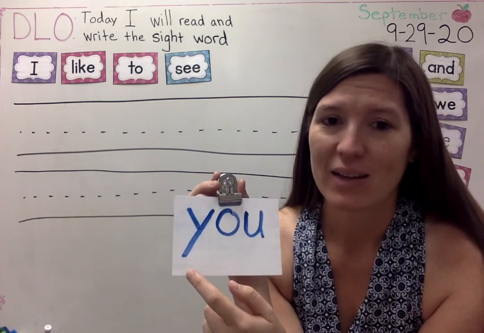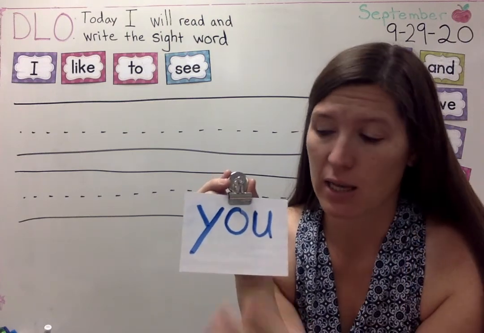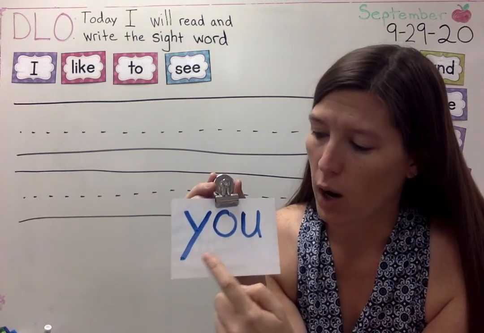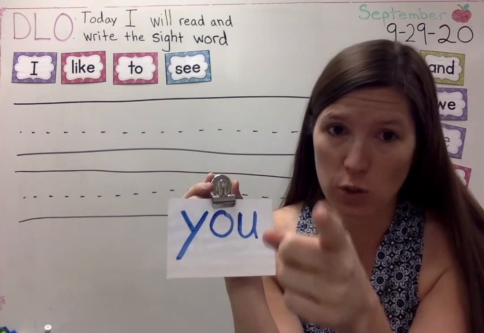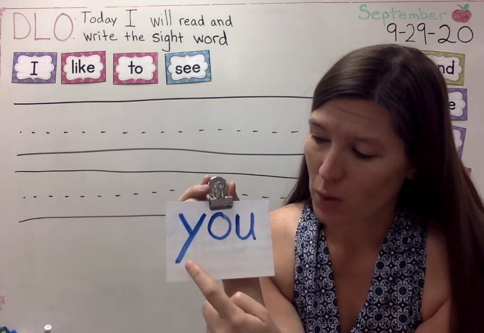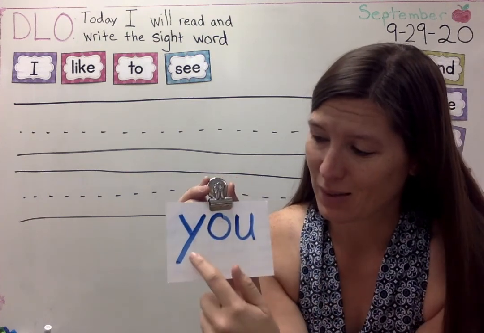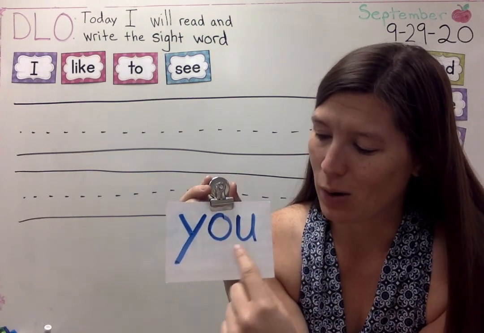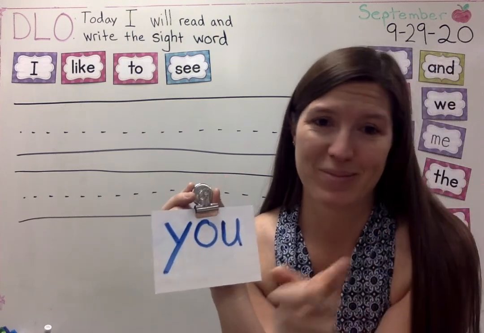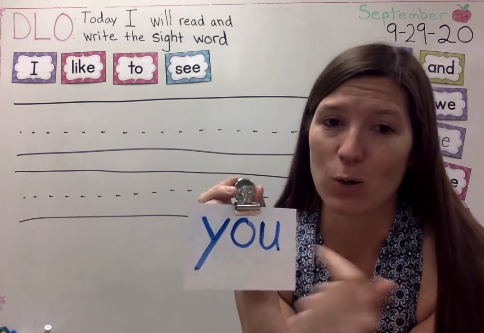Anyways, let's spell it and read it three times together. Ready, go. Y-O-U, you. Y-O-U, you. One more. Y-O-U, you. The word is you. Y-O-U.